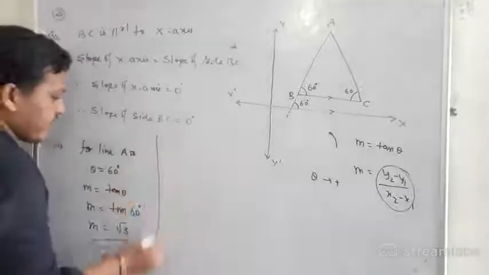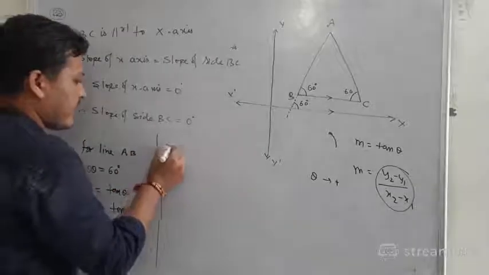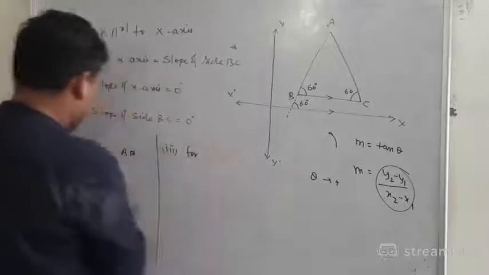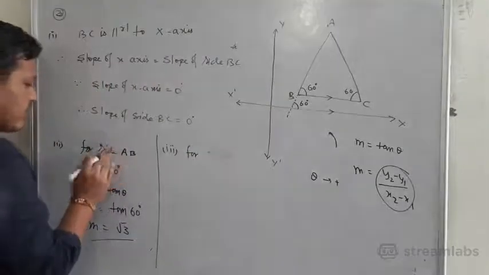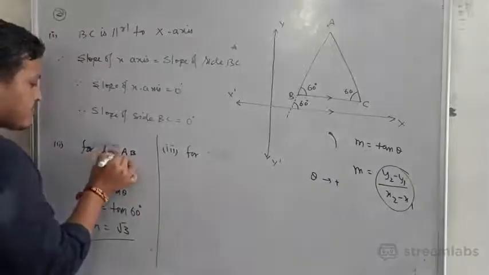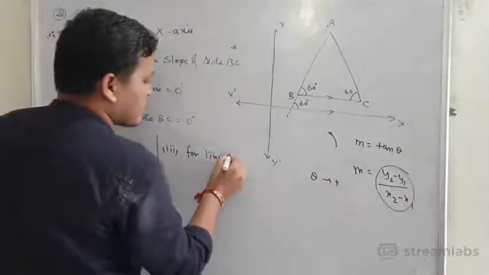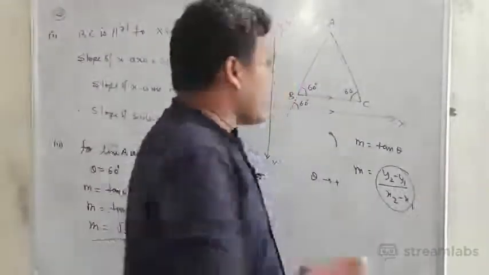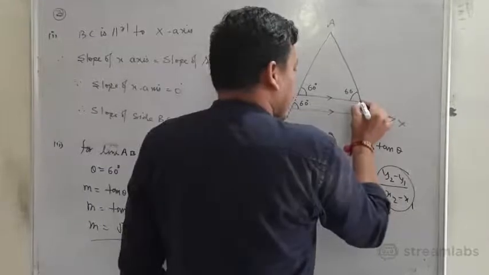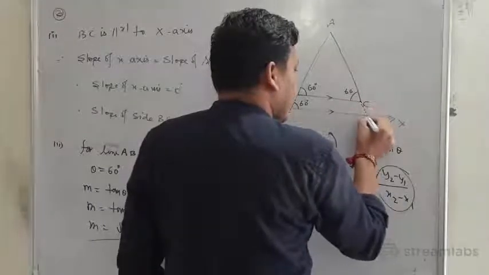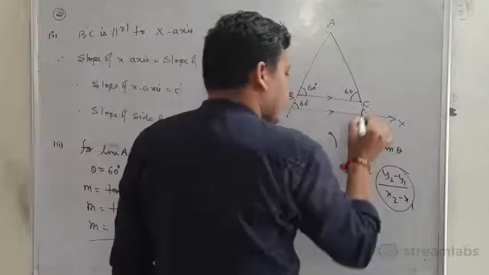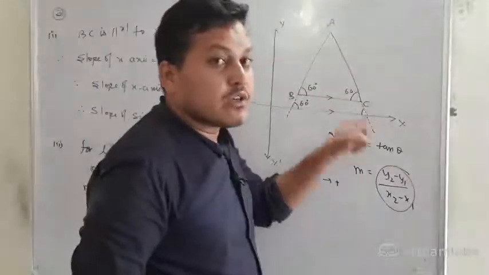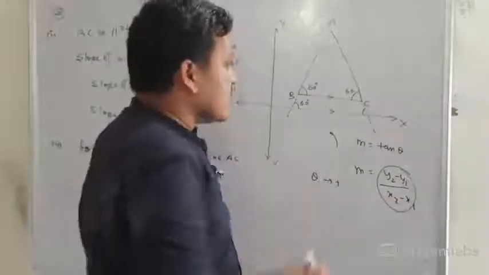Okay, next, the third part. Now for which line do we have to find it? Write side here, for side, this line is also being formed, for line AC. Okay, now how can we find the slope? First of all, identify the angle. So this is 60. Draw this line in the backward direction and it will meet the x-axis. So this angle is 60, so this interior angle is also 60 degrees.